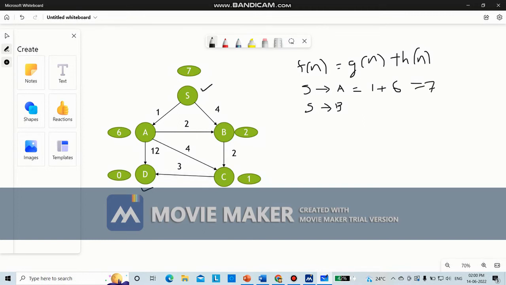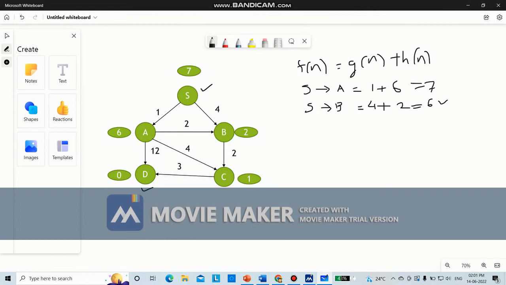Now to come from S to B, what is G of n? 4, and what is H of n? 2. So 4 plus 2 is equal to 6. Okay, so we have explored all the child nodes of S. Now which node to explore first? The one that has the lesser value. So 6. Let us explore this path.